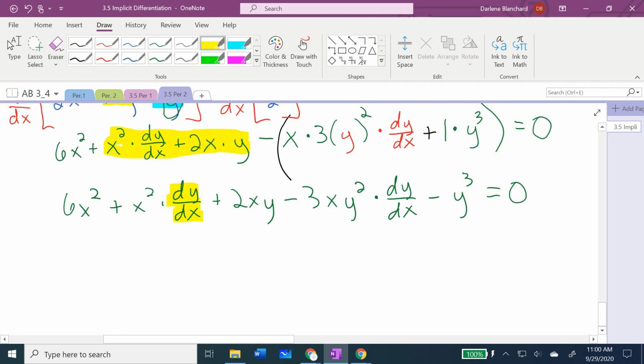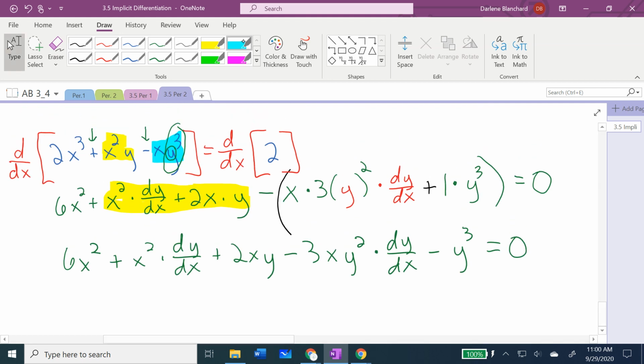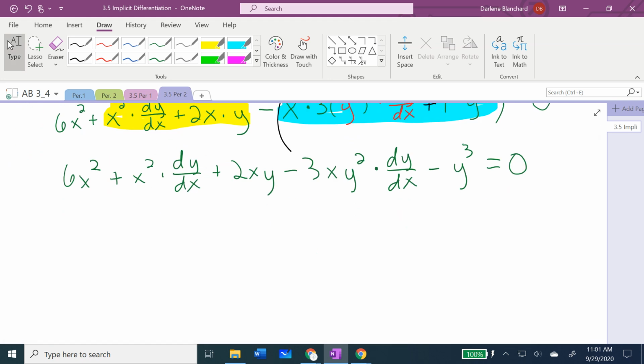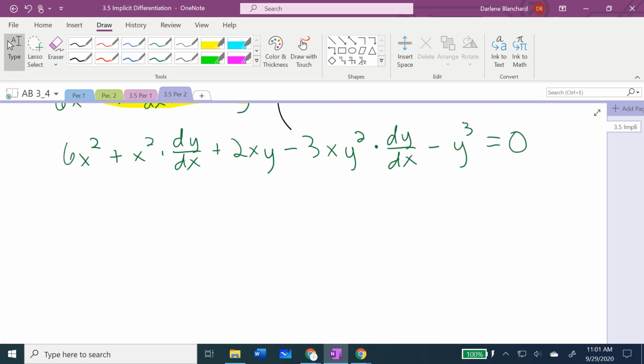It can help to highlight your dy dx's. I just realized that maybe I want to use a different color of highlighter. I also remembered that I was going to do this in case you need it, to see that the derivative of the entire xy cubed is all of this. And you can always pause right now and take a good look at it. In the meantime, I'm going to move on with the algebra.